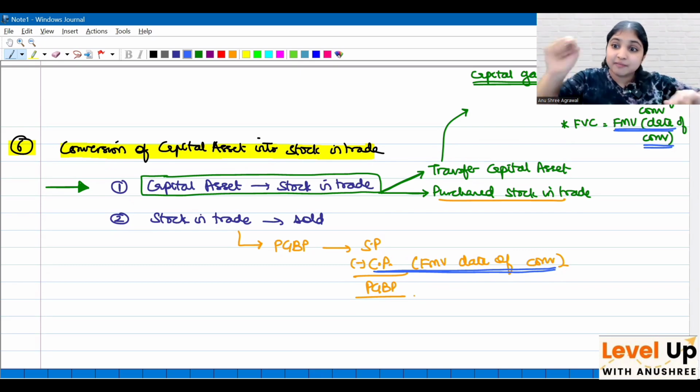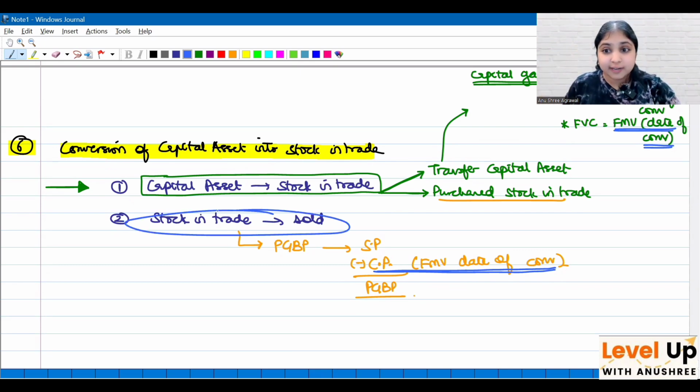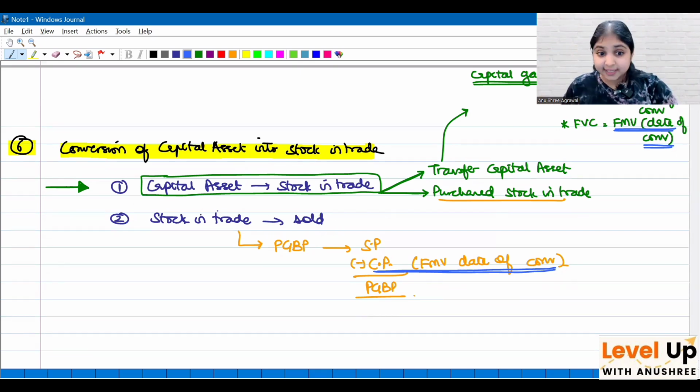We will wait and see when money is coming in. When you sell the stock in trade, money will come in. So we'll wait and see when you are selling the stock in trade. Whenever you sell the stock in trade, that time money will come in. That time you pay tax.